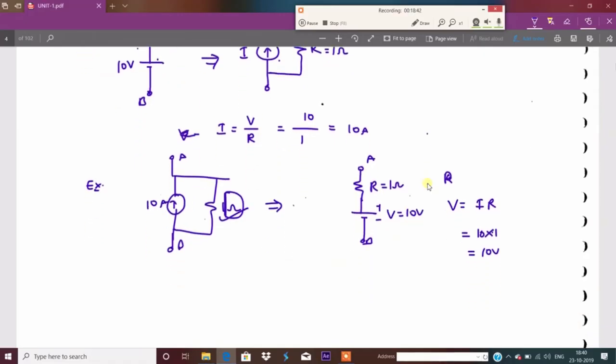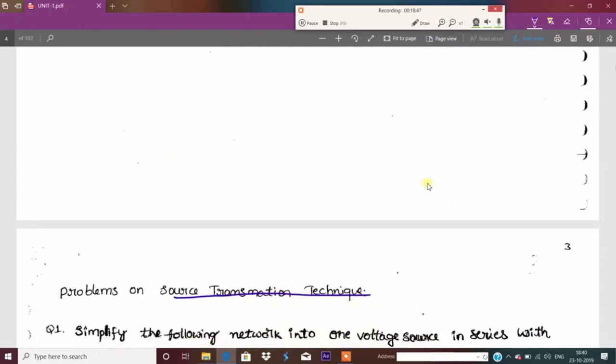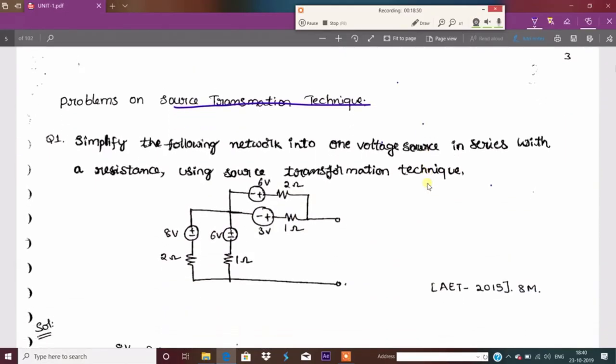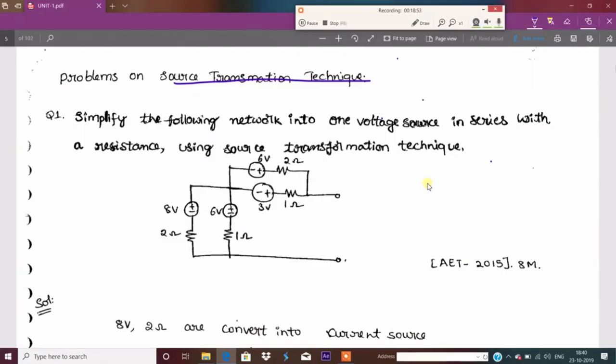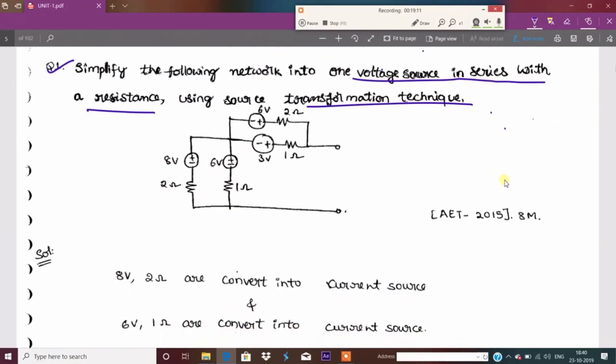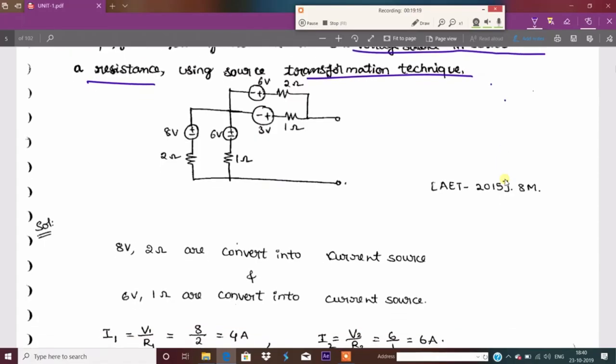Now we are moving to the problems. So, problems on voltage source to current source to voltage, that is the source transformation technique. Okay, this is a very interesting concept. That is the first problem I'm dealing with here. Simplify the network into one voltage source in series with a resistance. Is it clear? Using the source transformation technique, convert the entire circuit into a single voltage source in series with a resistance.